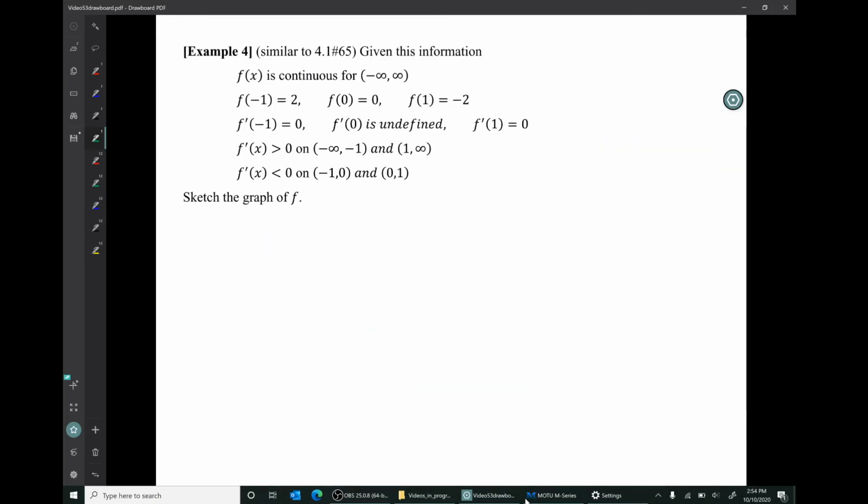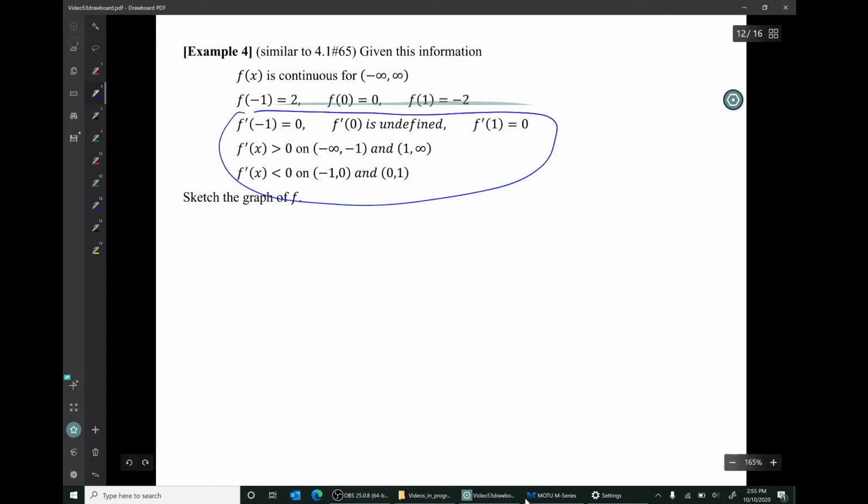Here's a similar example where the information is given in terms of intervals instead of a number line. So we're told a bunch of information about f prime, but it's not in the form of a sign chart. Well, so let's do what we did before. Let's translate this given information about the sign behavior of f prime into corresponding behavior of f.